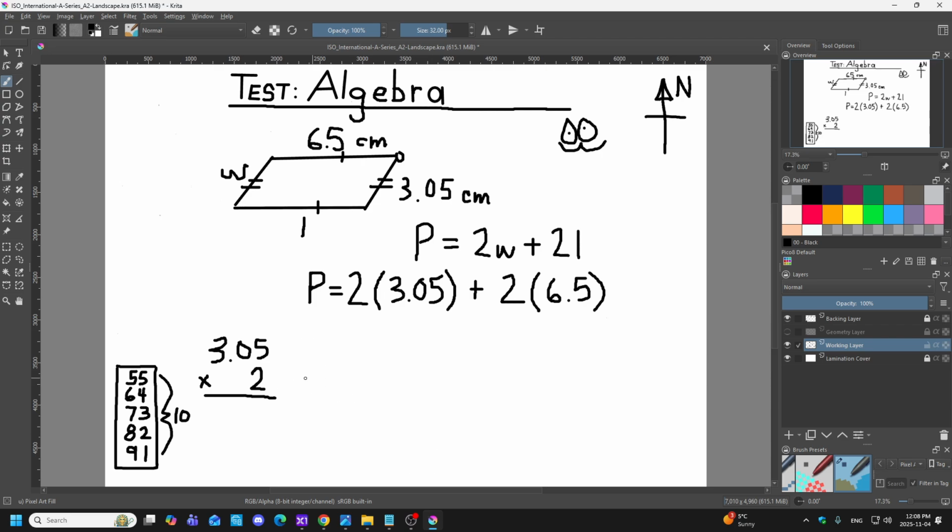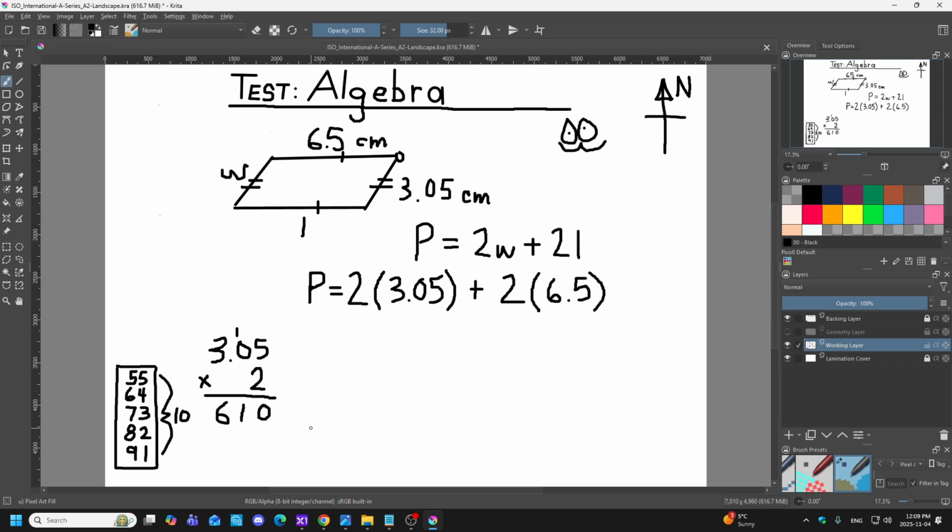Let's multiply. 5 times 2 is 10. Carrying the 1, 2 times 0 is 0, because any value multiplied by 0 is always 0. But we still have to add that 1. 0 plus 1 is 1. 3 times 2 is 6.